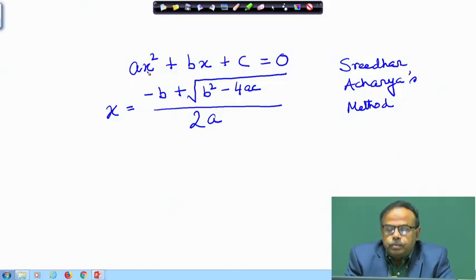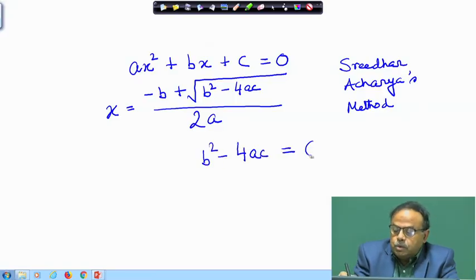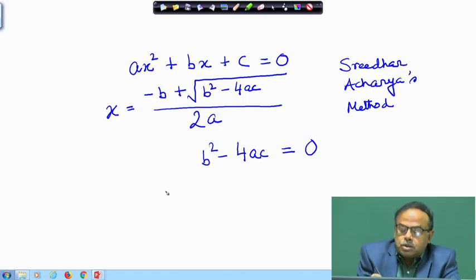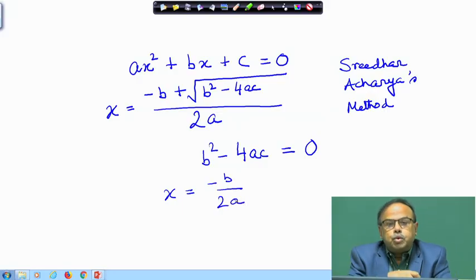We also know that if b square minus 4ac is equal to 0, then this part will be 0. What will the roots be? The roots will be minus b by 2a only. So, there will be two roots which are equal, the same roots.